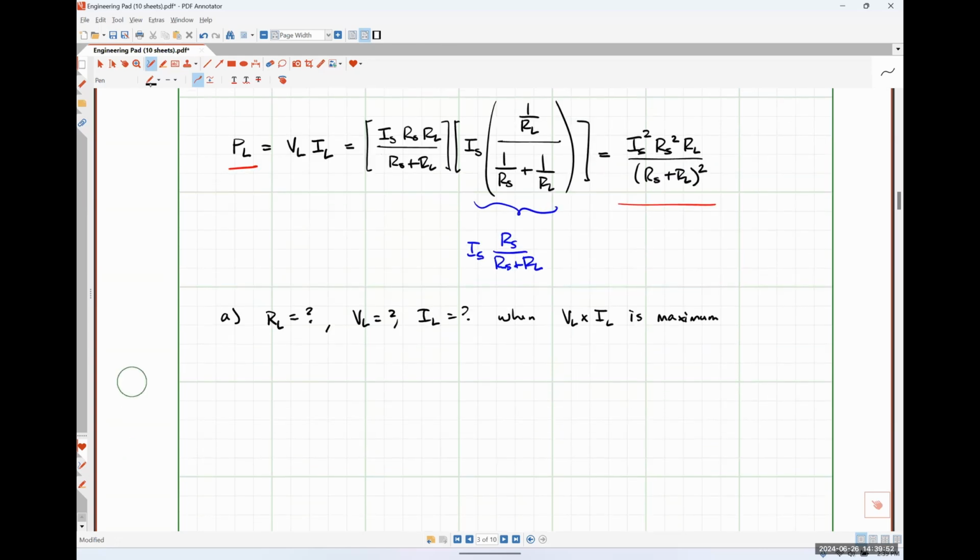So we can see very easily that RL is just going to be the RS that we solved for. VL is just going to be IS times RS squared, because RL and RS are the same thing, divided by twice RS. So that's nothing more than IS RS over 2.